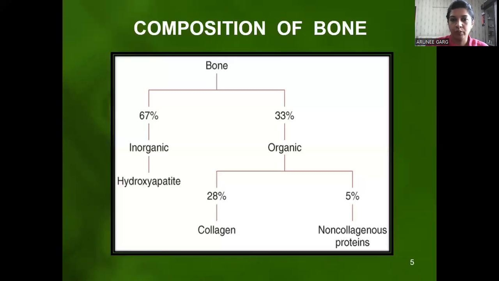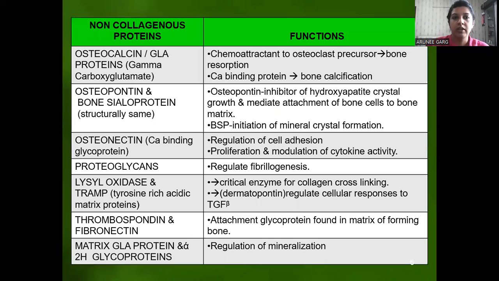Coming to the composition, bone is made up of 67% inorganic content and 33% organic material. The inorganic material is the hydroxyapatite crystals, and the organic material is again divided into 28% collagen and 5% non-collagenous protein. Now, the non-collagenous proteins are osteocalcin or gamma carboxyglutamate. The function of these is that it acts as a chemoattractant to osteoclast precursors for bone resorption, and it also acts as a calcium binding protein that helps in bone calcification.